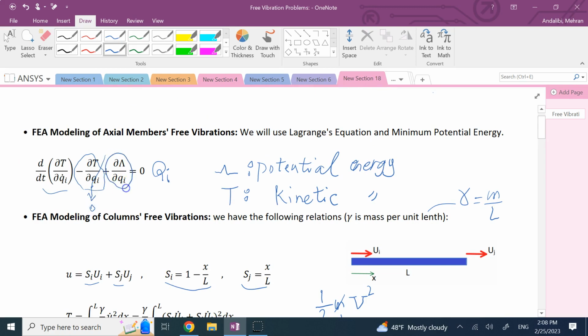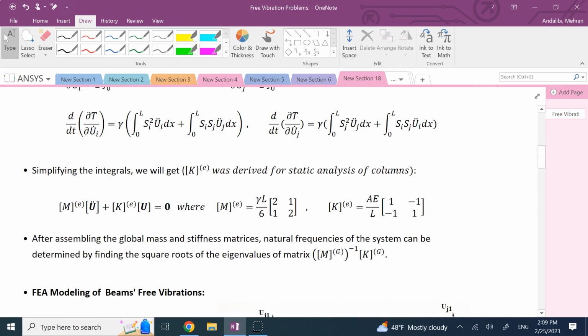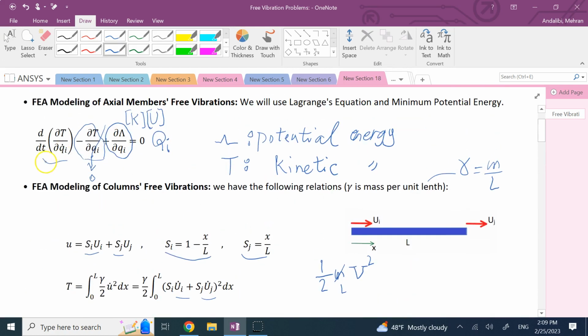And then this last term here, this potential energy derivative with respect to q, is going to be the conservative force, which is going to be like a K times u in general. Okay, and this K is the exact same K, the stiffness matrix, that we derived when we did the static analysis of the columns. So this K I already have. I don't need to calculate that. And this K is basically this matrix that I already derived for columns. So the only term I really need to focus on is this first term here.